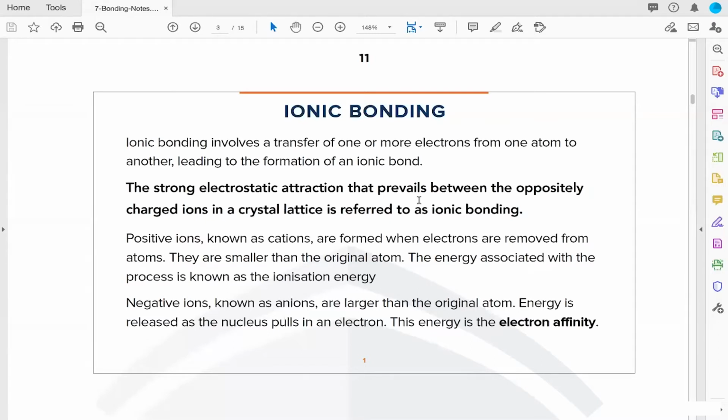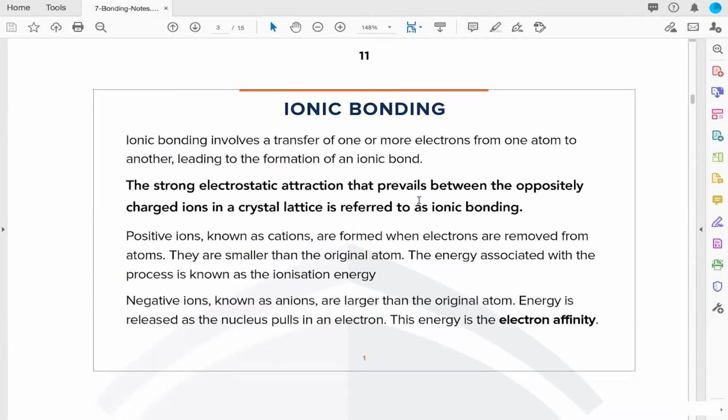Remember, no matter what kind of bonding you have, you are going to talk about these three things: force, particles, structure. So the forces here are electrostatic. The particles here are cations and anions. Cations have positive charge and anions have negative charge. And thirdly, the structure is crystal lattice. It is a regular arrangement in which these particles are arranged. And this is what ionic bonding is.